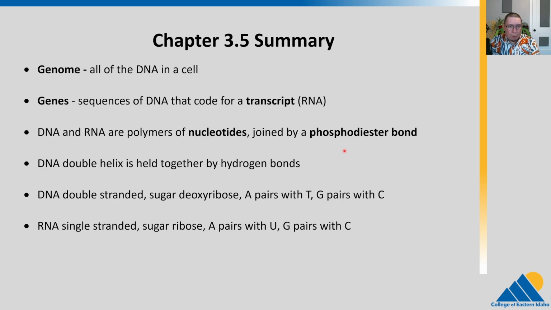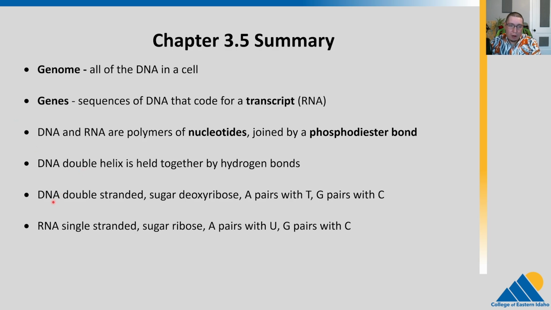Okay. So that's our quick overview of nucleic acids. Again, we're just learning the pieces. We're going to put it all together later when we come to the genetics section. So we have our genome. That's all of the DNA in a cell. Genes are regions of DNA that code for a transcript, an RNA. Okay, so they're small pieces of the genome. DNA and RNA are polymers of nucleotides. These are joined together by a phosphodiester bond, and that's the backbone. The double helix middle part is held together by hydrogen bonds.